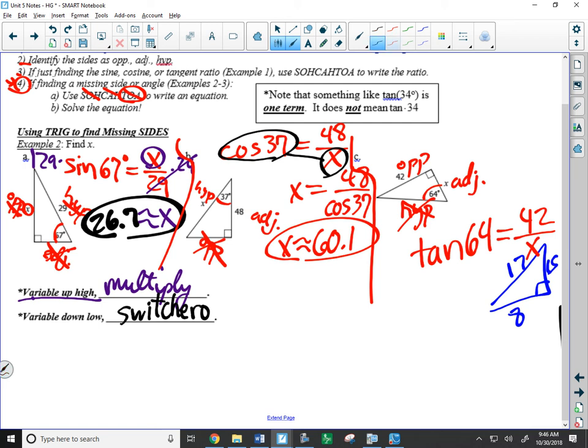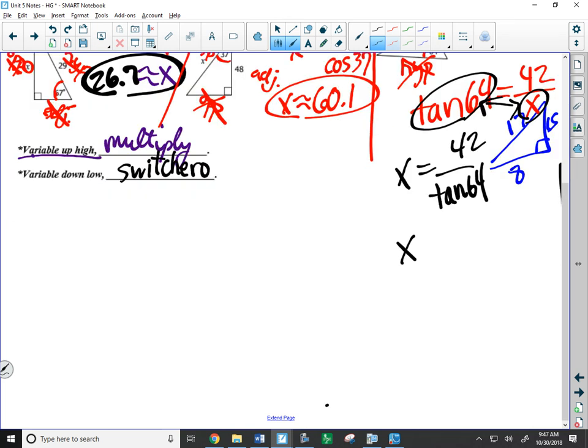It's again a variable down low switcheroo. So we switch the x and the tangent 64. And so in our calculator, we put 42 over tan 64. And you get about 20.5.